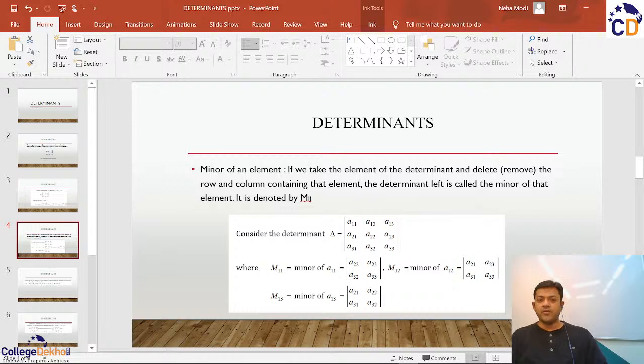In case we want to calculate the minor of a13, on hiding the first row and the third column, we'll get a21, a22, a31, a33. Any questions from anyone?